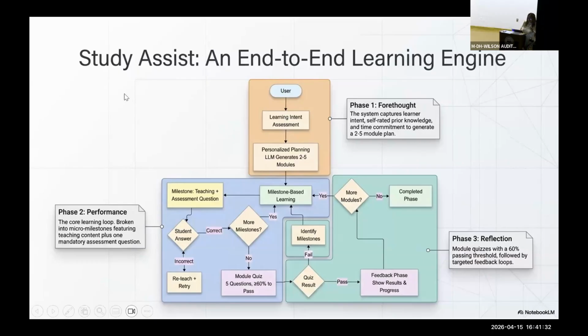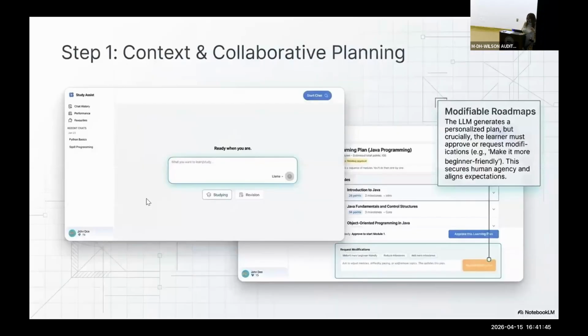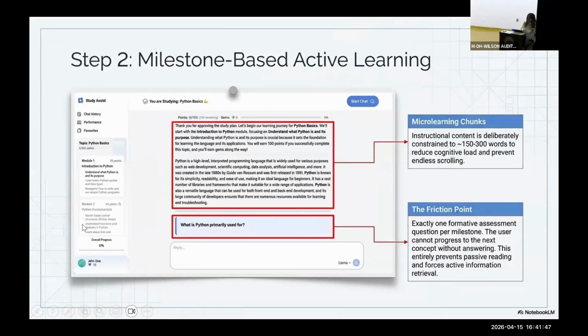And then I already talked about the performance. To move between each milestone in a module, they have to answer a brief reflection question based on a brief description of what they are supposed to learn. And then to move from one module to the other, they also have to answer a brief quiz.